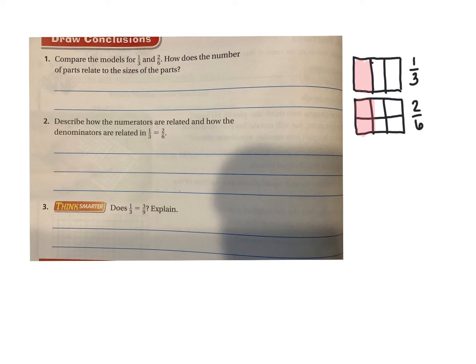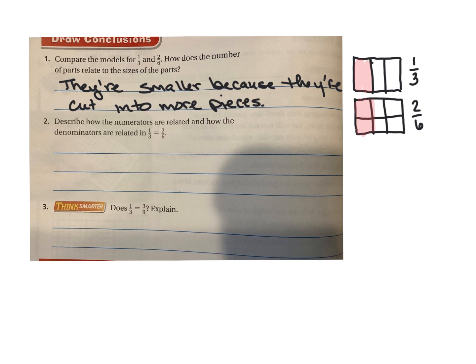Here we had 1 part out of the 3 bigger parts, and here we had 2 parts out of the 6 smaller parts. So we find that even though we had more parts, they're smaller because they're cut into more pieces. So how are the numerators and the denominators related in 1/3 equaling 2/6 being equivalent, being equal? Well, if we notice our numerator, it doubled. I multiplied it by 2, right? Because I cut it into 2 equal pieces.